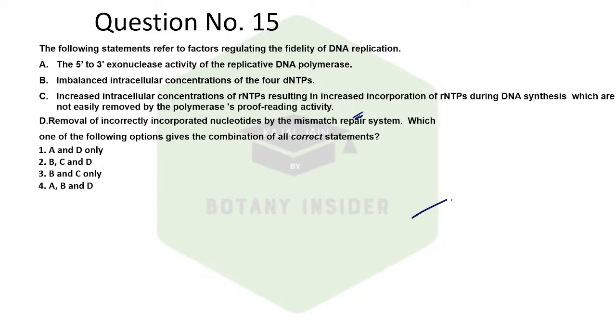then removal of incorrectly incorporated nucleotides by the mismatch repair system. Then increased intracellular concentration of rNTPs, resulting in increased incorporation of rNTPs during DNA synthesis, which are not easily removed by the polymerase proofreading activity. You need to find out which factors regulate the fidelity of DNA replication. Simple question, easy question. Give it a try.